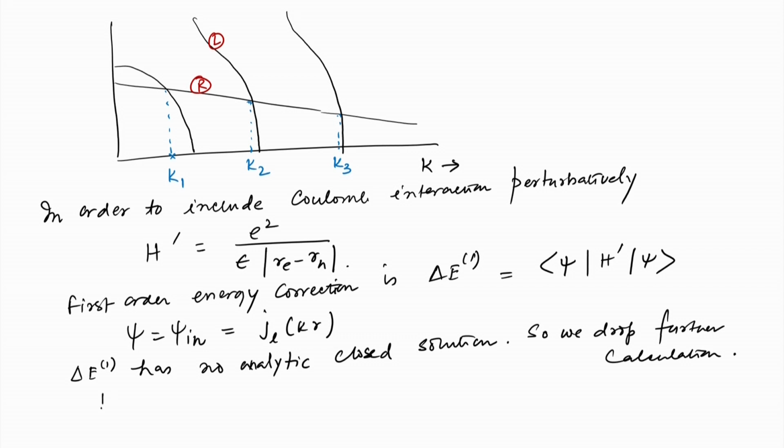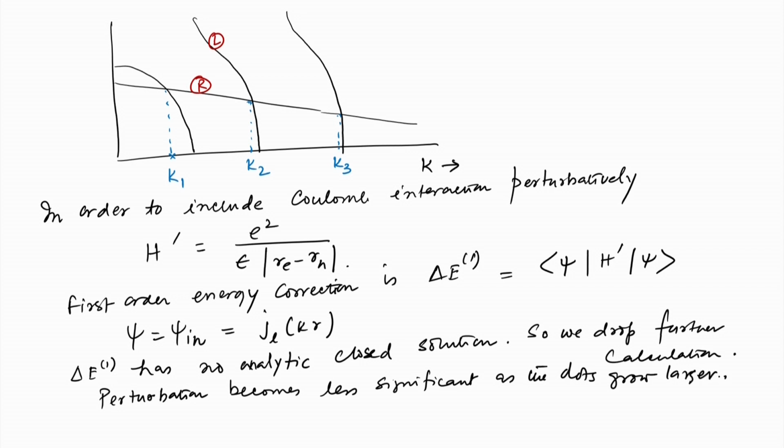Now, of course, the perturbation becomes less significant as the dots grow larger. In fact, the quantum effect starts to diminish as the size of the quantum dot starts growing larger. So, the confinement effect is the dominating effect here. This is what we have been trying to say.